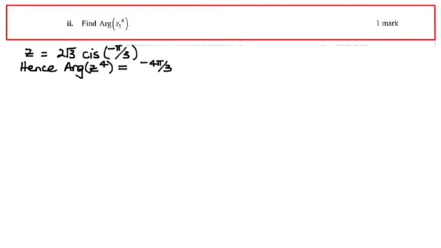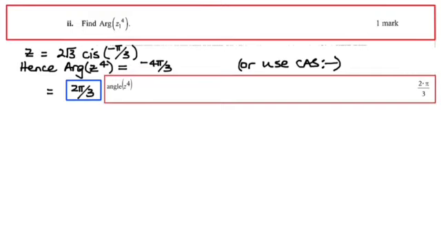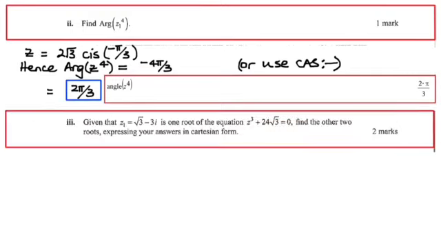If you add 2 pi to that, you are going to get that. You'll get that. That's our principal argument, okay? If you don't want to add 2 pi, just work it out in your head where you are in the quadrant situation. Using CAS, there we go, the argument of that. No problem. Look at that. Very easy. Next question. Given that Z1 is that thing, is one root of that equation, find the other 2 roots.